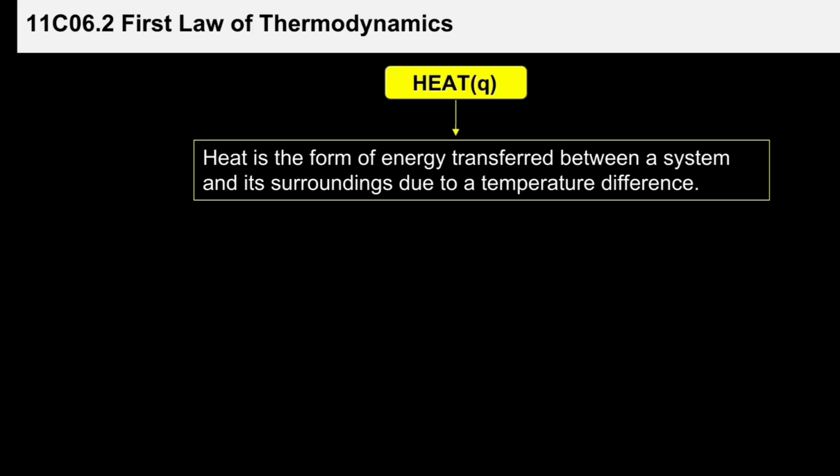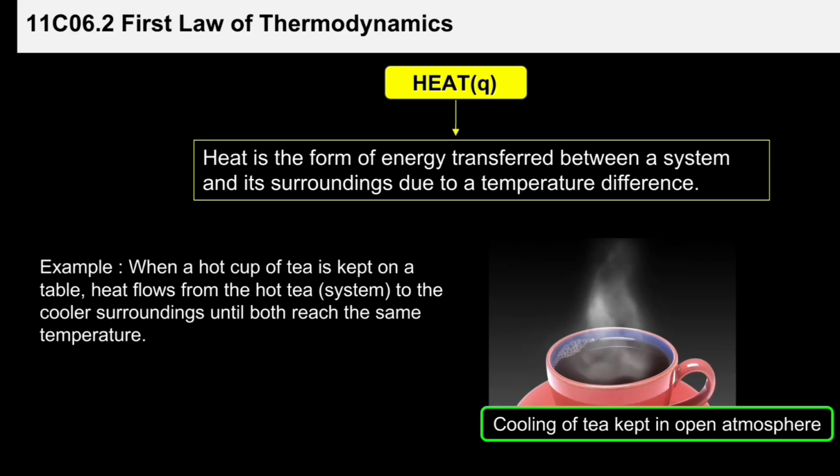So let's see what heat is. Heat is a form of energy, especially thermal energy, that transfers between a system and its surroundings due to a temperature difference. For example, when a hot cup of tea is kept on a table, heat flows from the hot tea to its cooler surroundings until both reach the same temperature.